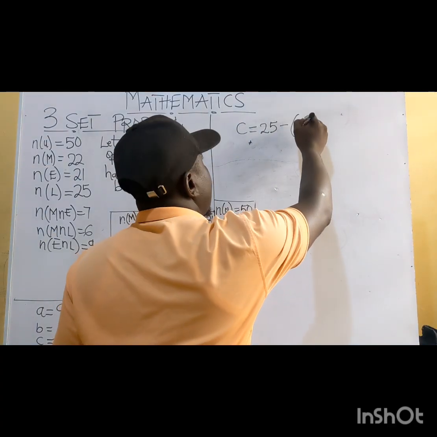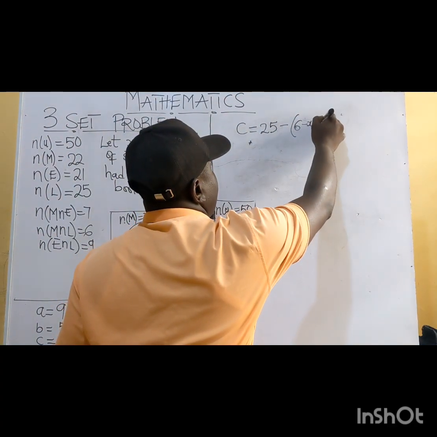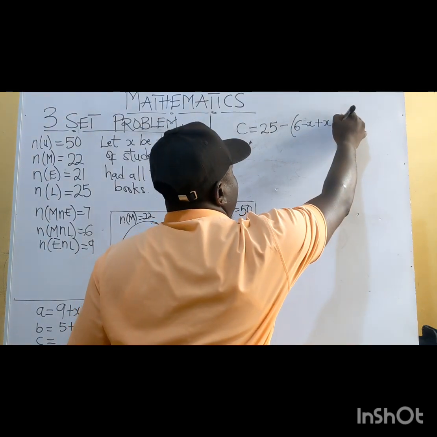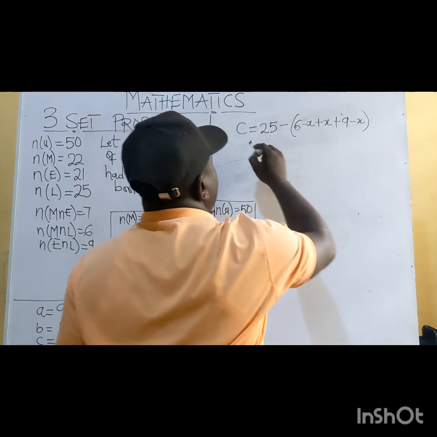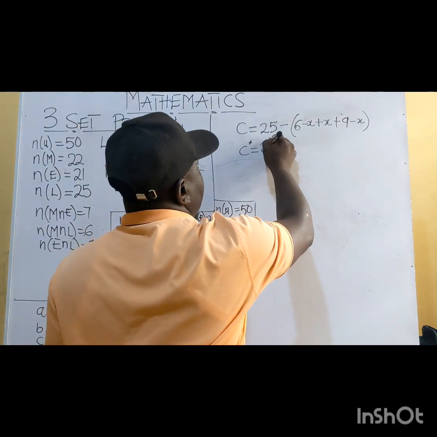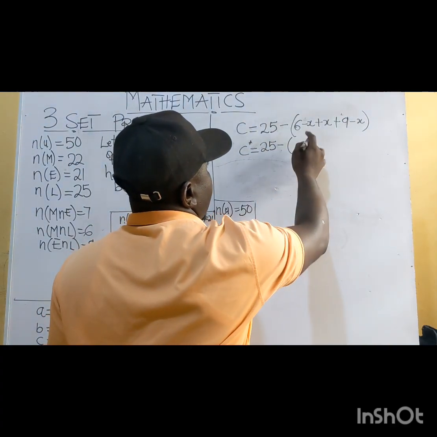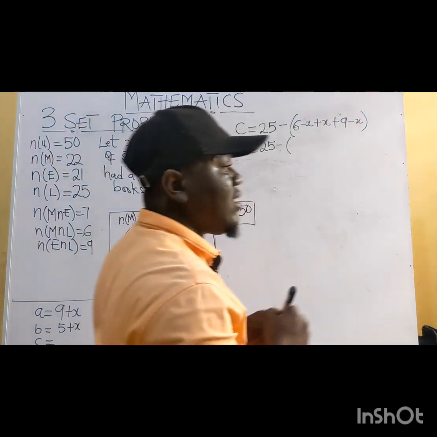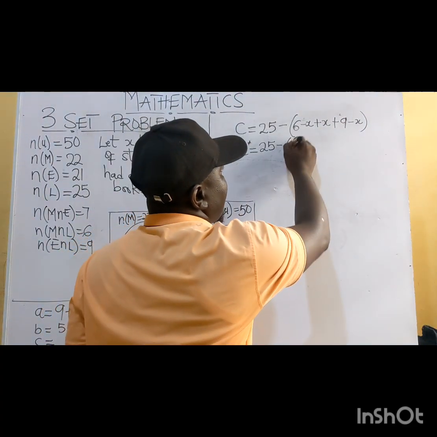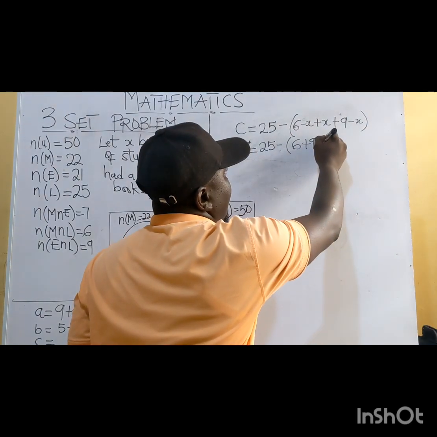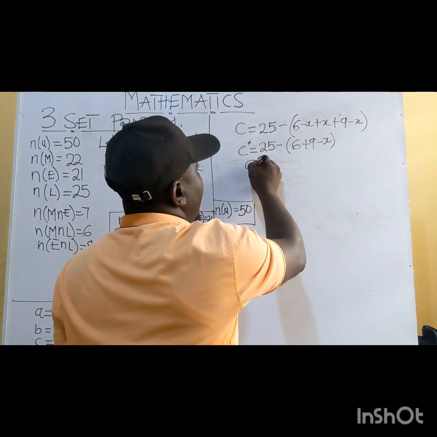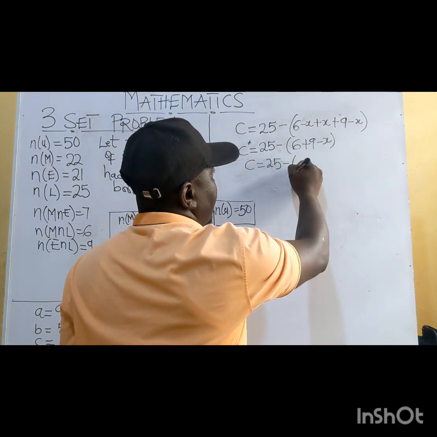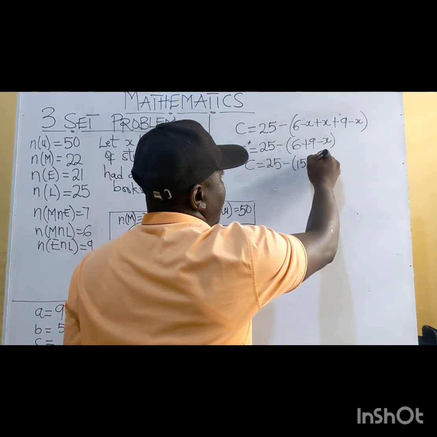Into bracket, 6 minus x plus x plus 9 minus x. So our c is going to be 25 minus, now this x and this x, they cancel each other, negative and then positive x, they cancel each other. So we are going to have 6 plus 9 minus x. This will give me c is equal to 25 minus, this should give me 15. So I have 15 minus x.